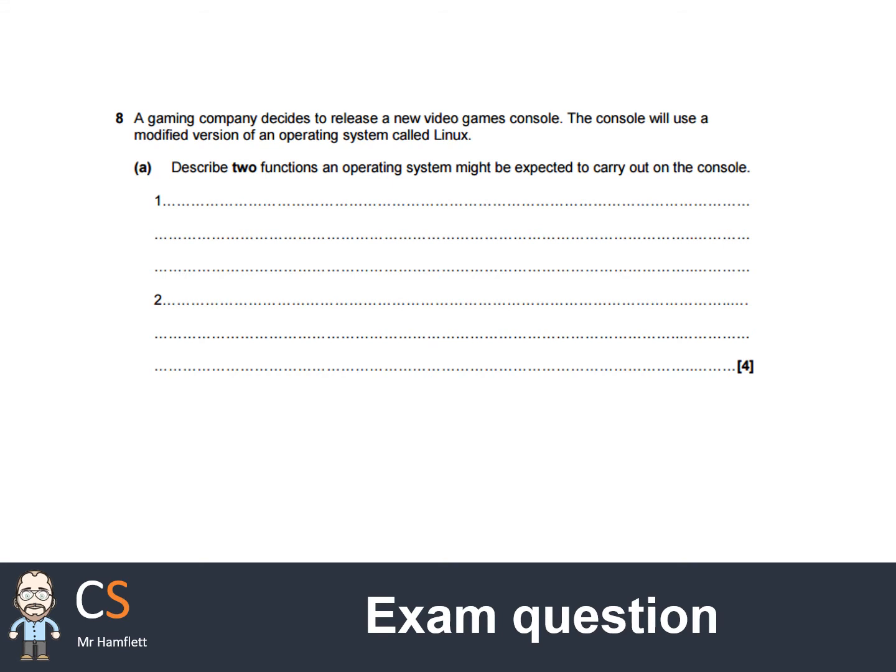So a game company decides to release a new video games console. The console will use a modified version of an operating system called Linux. Describe two functions an operating system might be expected to carry out on the console.